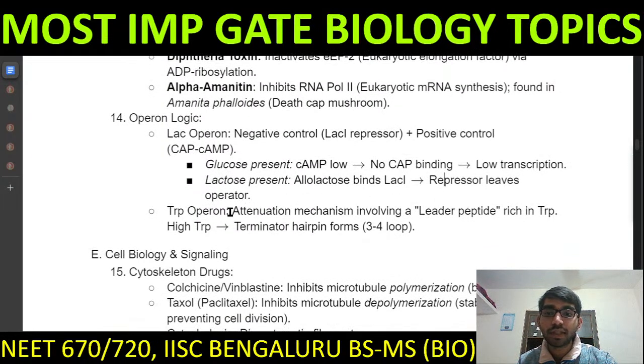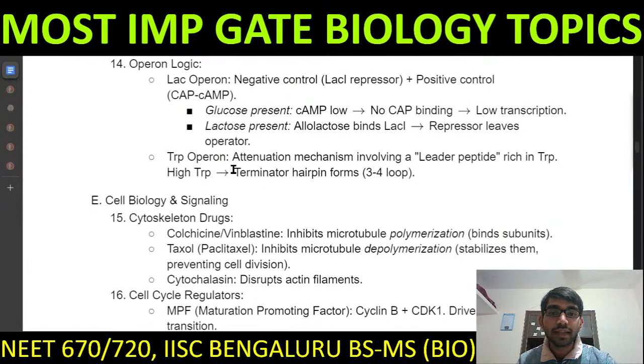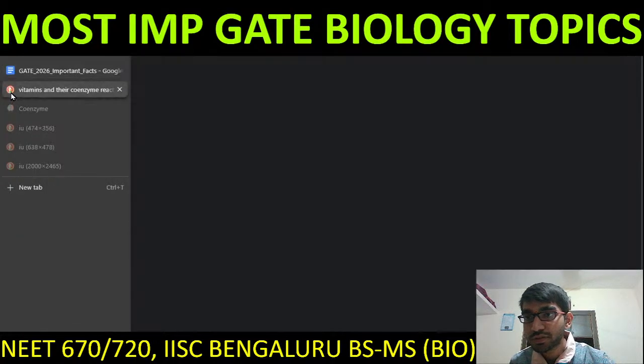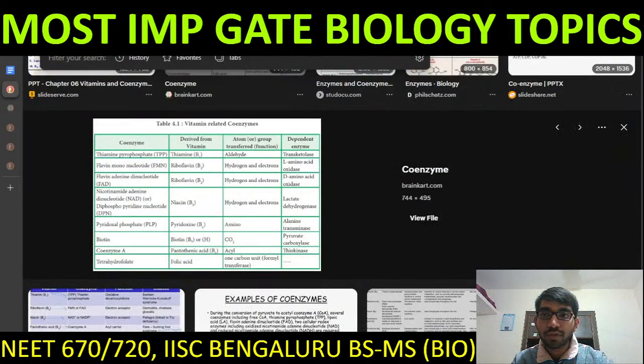Then comes the trp operon or tryptophan operon. It has the attenuation mechanism involving a leader peptide. The leader peptide is rich in tryptophan, and higher tryptophan leads to the terminator hairpin forming. So the terminator hairpin structure, the 3-4 loop, can lead to the stopping of the transcription. Whereas when there is low tryptophan, it can lead to the expression of the entire trp operon genes. You should also remember the sequence: A, B, C, D, E. This is in reverse sequence. Let me just show you the picture of this tryptophan operon.